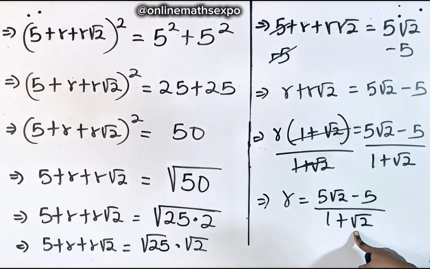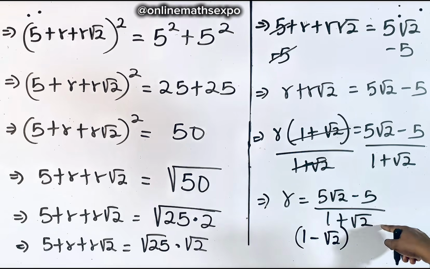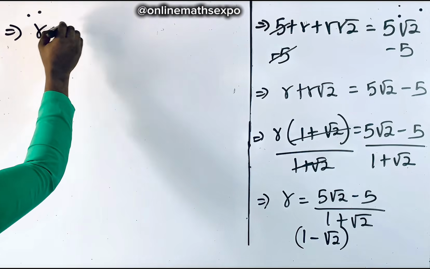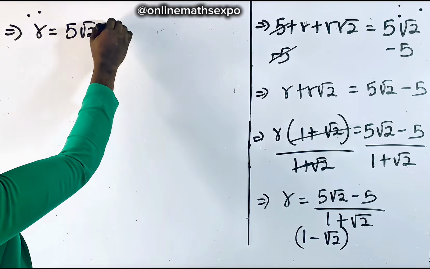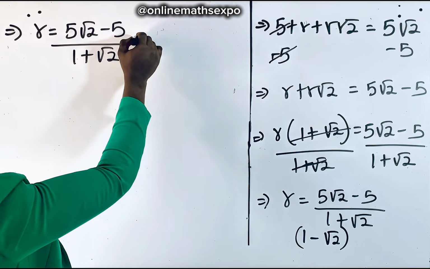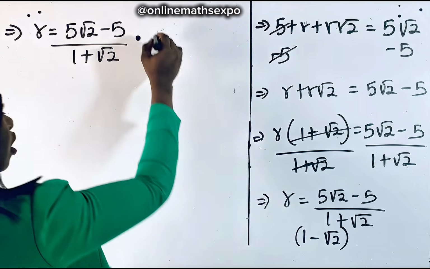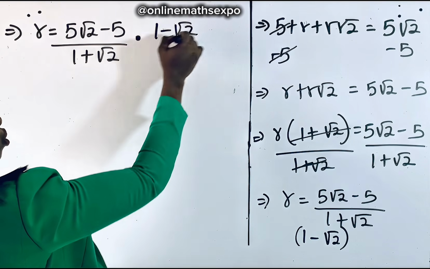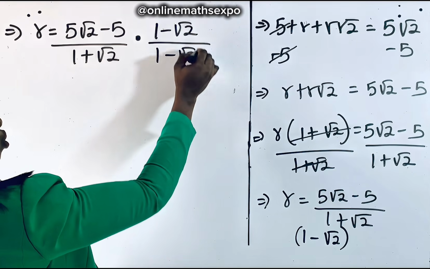At this point, we are going to rationalize. And to rationalize, we use the conjugate of the denominator. The conjugate will be 1 minus root 2. So we're going to use this conjugate to multiply the two parts of this fraction. Let's do it together. R is equal to 5 root 2 minus 5 divided by 1 plus root 2. We now rationalize. You multiply by the conjugate, so we have 1 minus root 2 divided by 1 minus root 2.